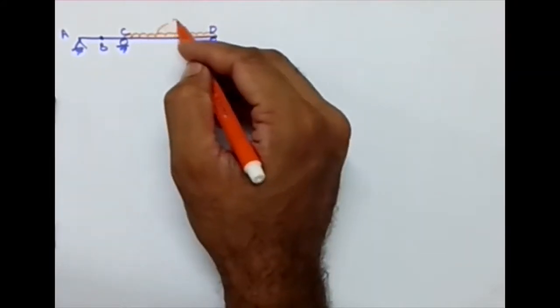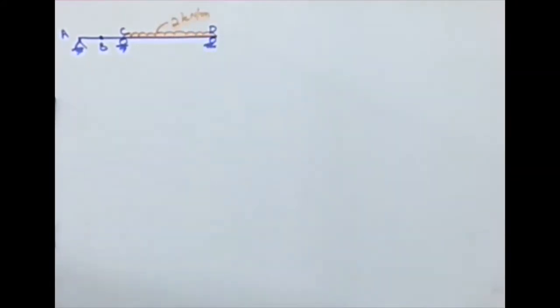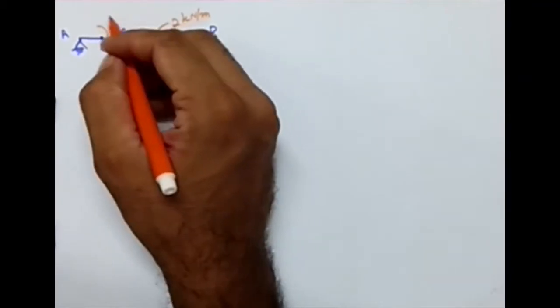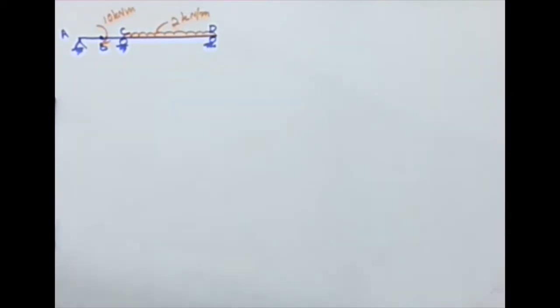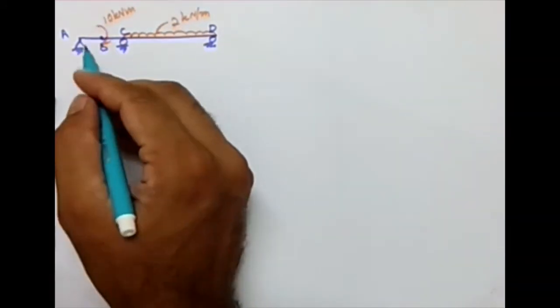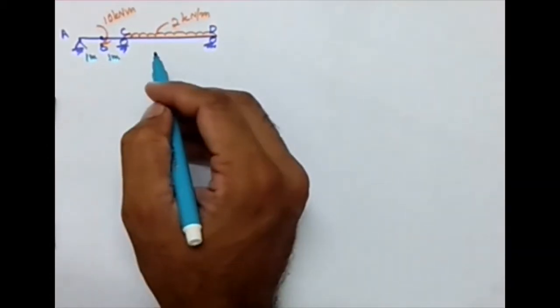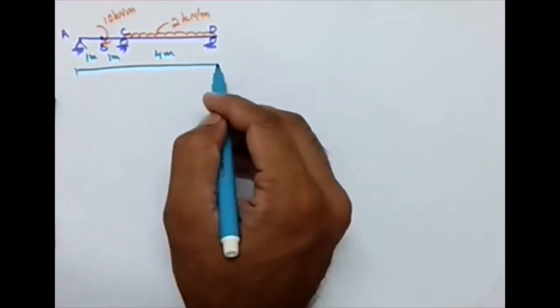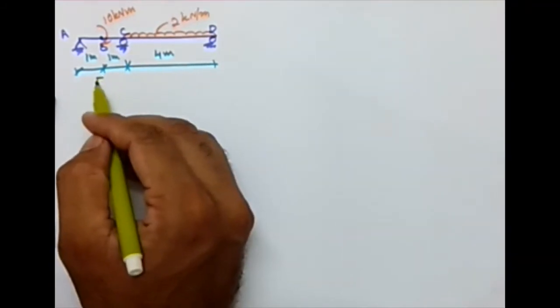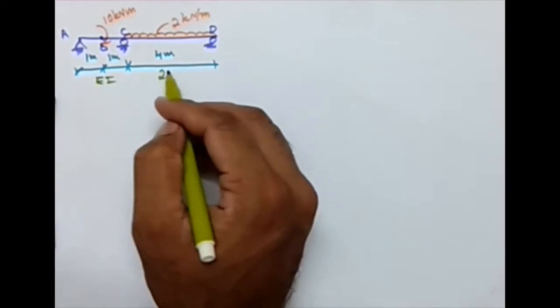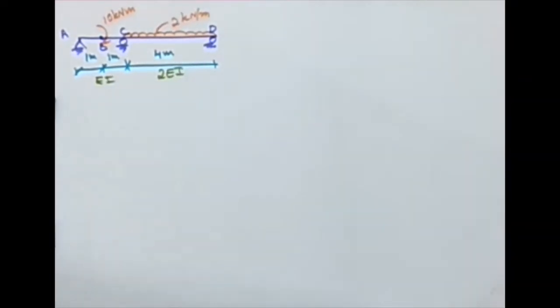Say this is a UDL of 2 kilonewton per meter, and let there be a moment at this point having magnitude 10 kilonewton meter, acting clockwise. Let the distances be 1 meter, 1 meter and 4 meter. Let the first segment have flexural rigidity EI, and the second segment 2EI. So we are including almost all the complexities possible. I'm not going to say this is the worst case, but this is a complex case.